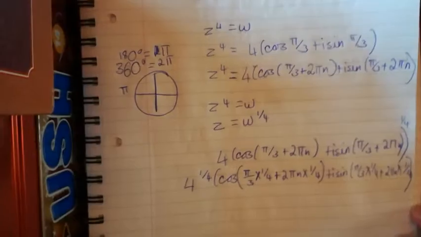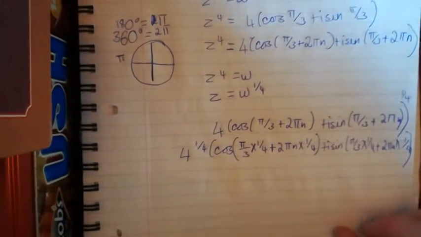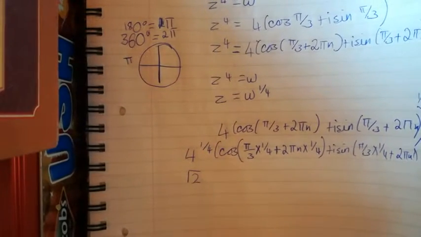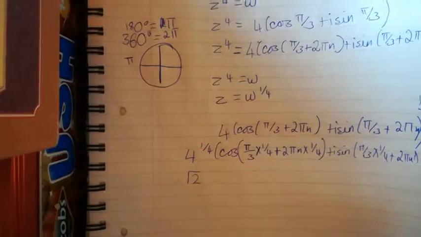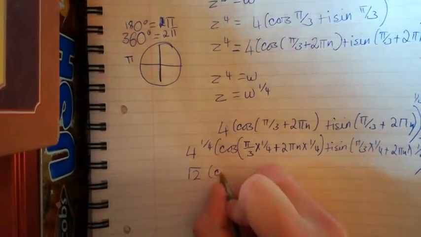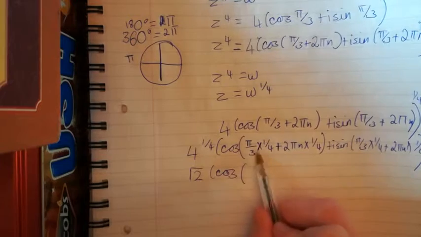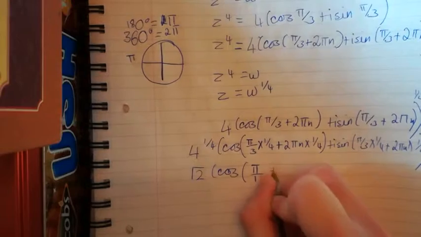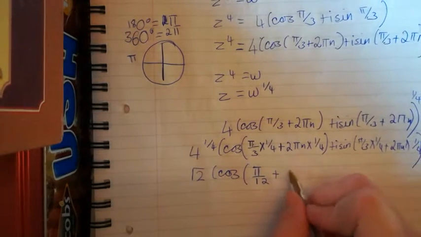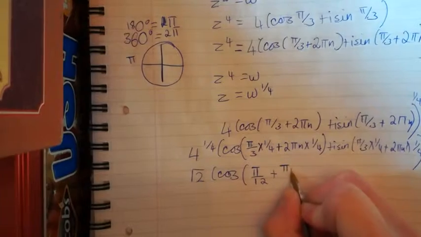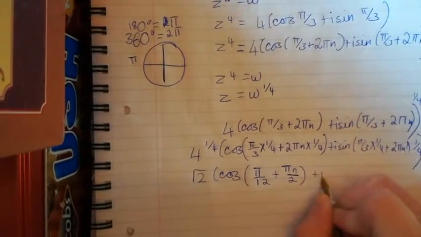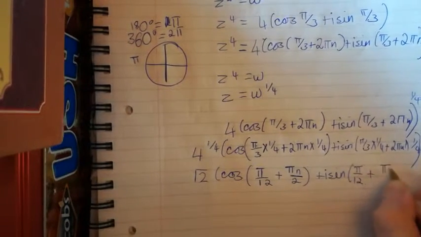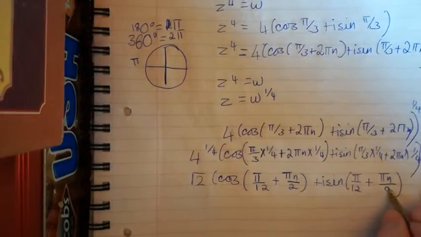I'm going to go on to my next line. So 4 to the power of a quarter is root 2, because root 2 by itself 4 times will give us 4. So that's going to be cos, pi over 3 by a quarter is pi over 12, plus 2 over 4, which is just a half, so pi n over 2, plus, it's going to be the exact same in this one, plus pi n over 2.